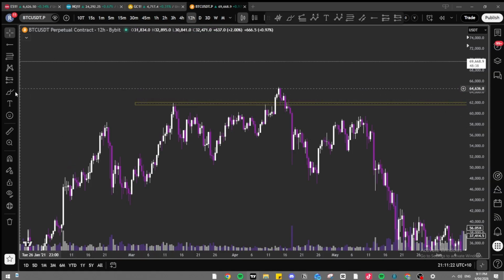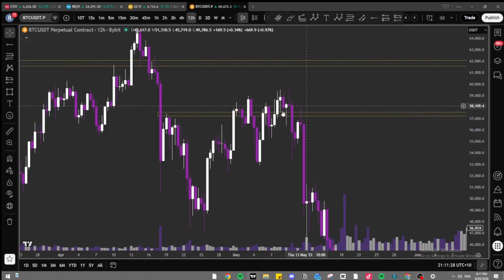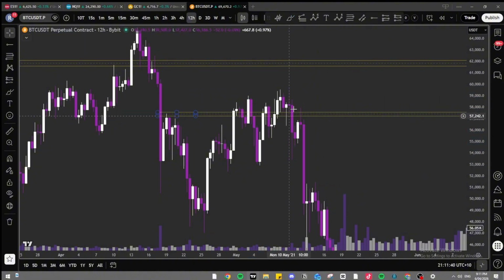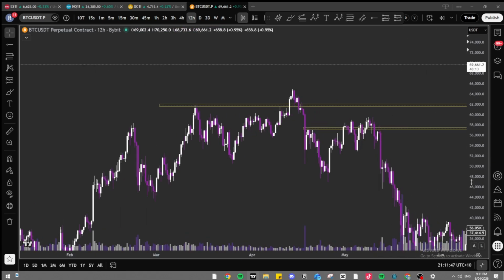This is another example of this point here. As you can see, we break it to the upside and we quickly come back down below it. And anytime we break above it, we fail to build higher lows. We fail to do this. This would have been a difficult short, to be honest, but I would have had my bias from the overall trend, not from just this.